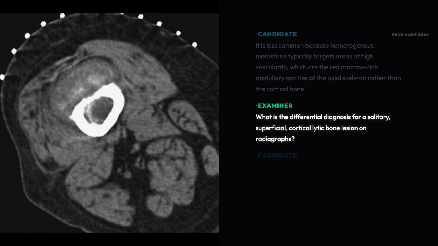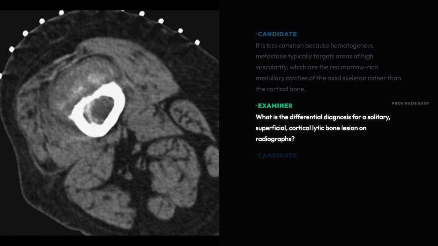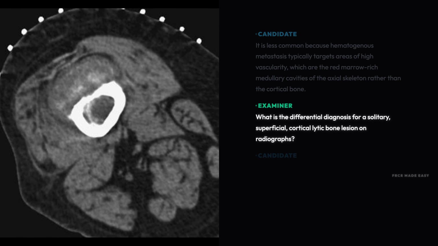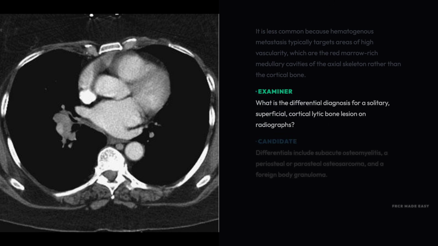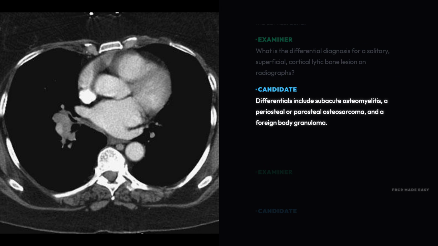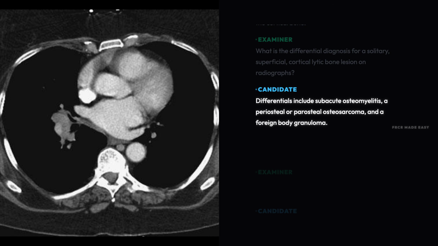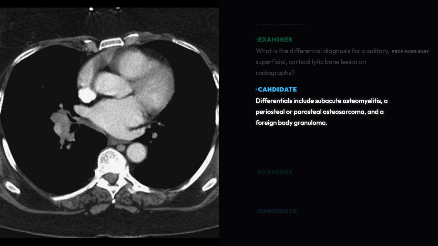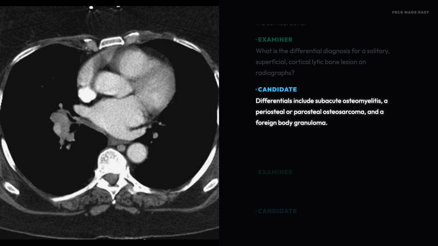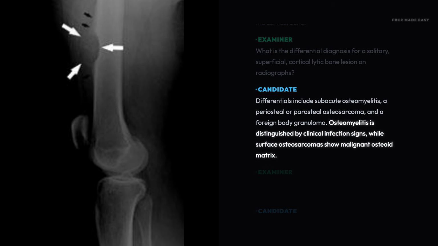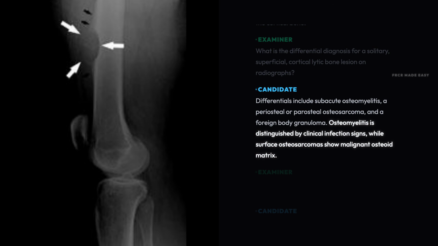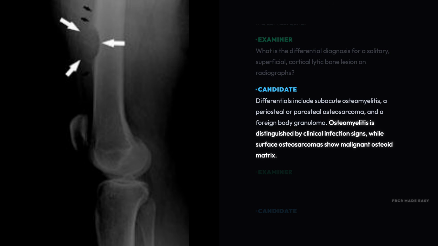What is the differential diagnosis for a solitary, superficial, cortical lytic bone lesion on radiographs? Differentials include subacute osteomyelitis, a periosteal or parosteal osteosarcoma, and a foreign body granuloma. Osteomyelitis is distinguished by clinical infection signs, while surface osteosarcomas show malignant osteoid matrix.